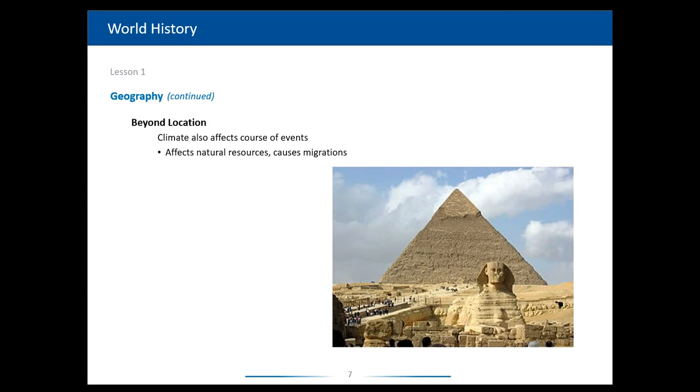Beyond location, climate also affects the course of events. Effects of the climate include natural resources and causes of migration, and we're going to talk about those things as we delve deeper into the historical perspectives of history.